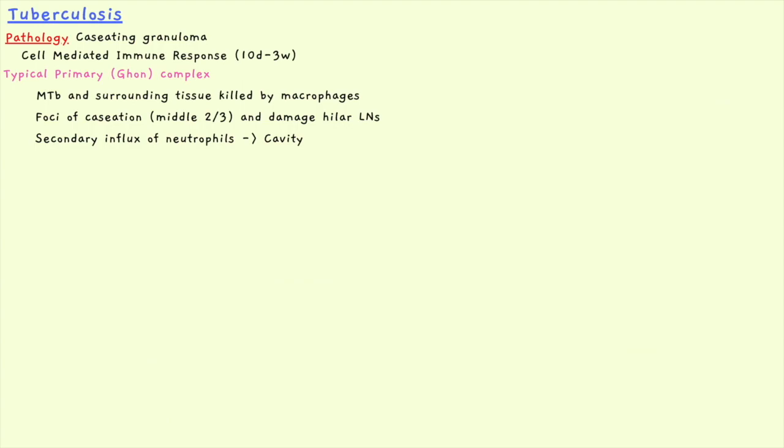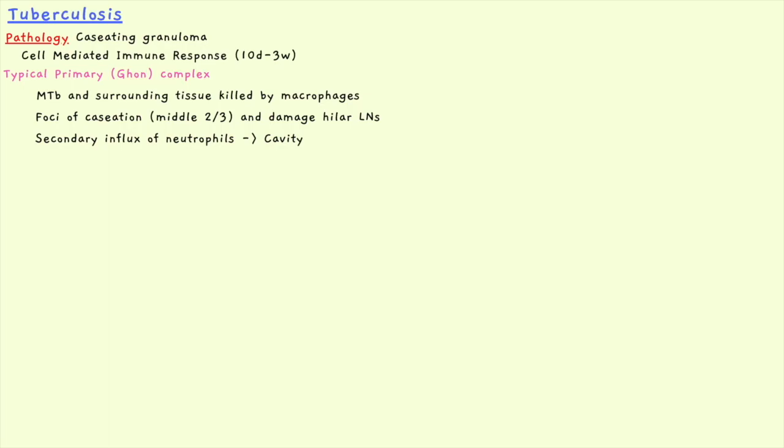It's a caseating granuloma, as opposed to most other granulomas which are non-caseating. And this is a result of a cell-mediated immune response that goes around for 10 days to 3 weeks. So initially there's a typical primary or Ghon complex, and the Mycobacterium tuberculosis is surrounded and killed by macrophages, causing a local focus of caseation, usually in the middle two-thirds due to how the lung is being perfused. And then it can spread to damage the higher lymph nodes.